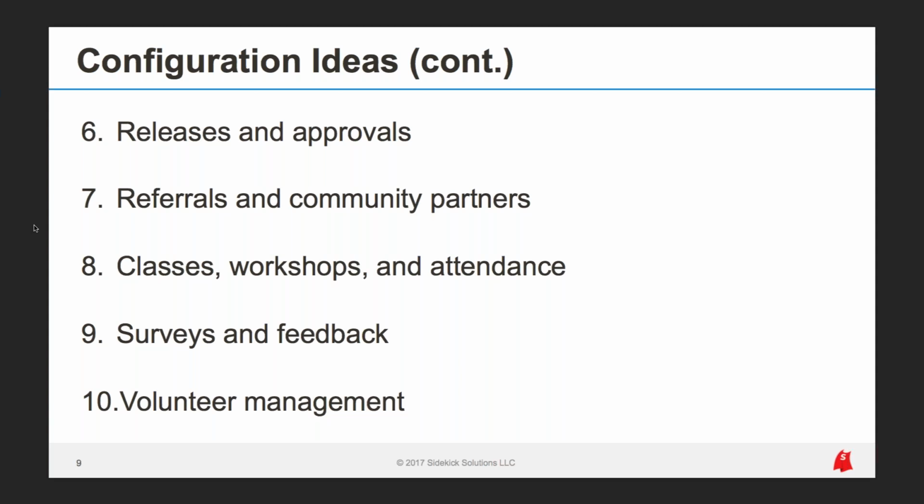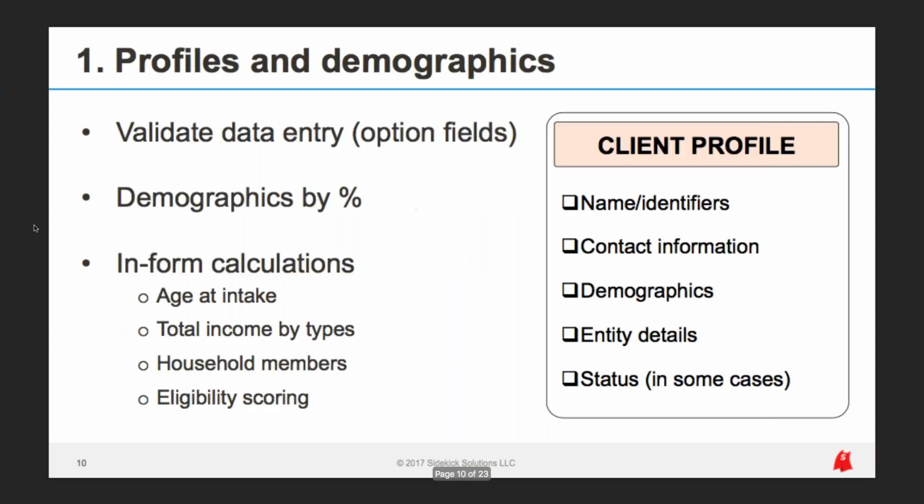So let's take a look at our first configuration idea. Most Apricot database designs start with a profile form. Profile forms are the starting point for navigation, data entry, and reporting, and they generally track an entity, like a client, a household, an organization, which might be a community partner or a service provider, or even a volunteer.